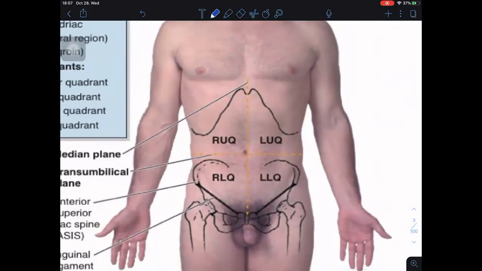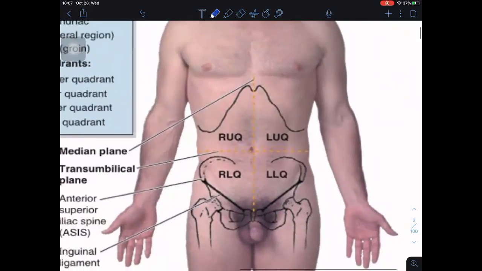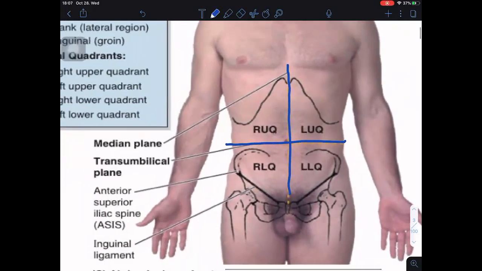So basically what we can do is just use the median plane of the body, and then you can use another plane which is running horizontally through the umbilicus, and that's called the transumbilical plane. This is located at the level of the intervertebral disc between L3 and L4.